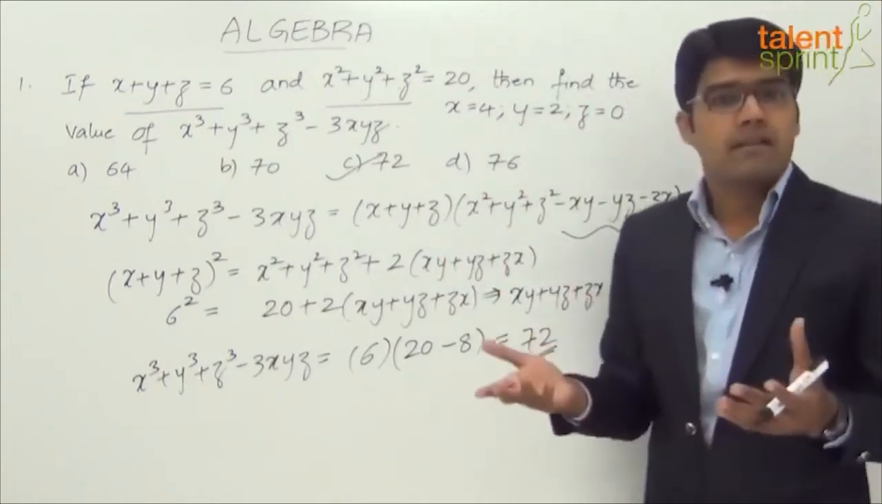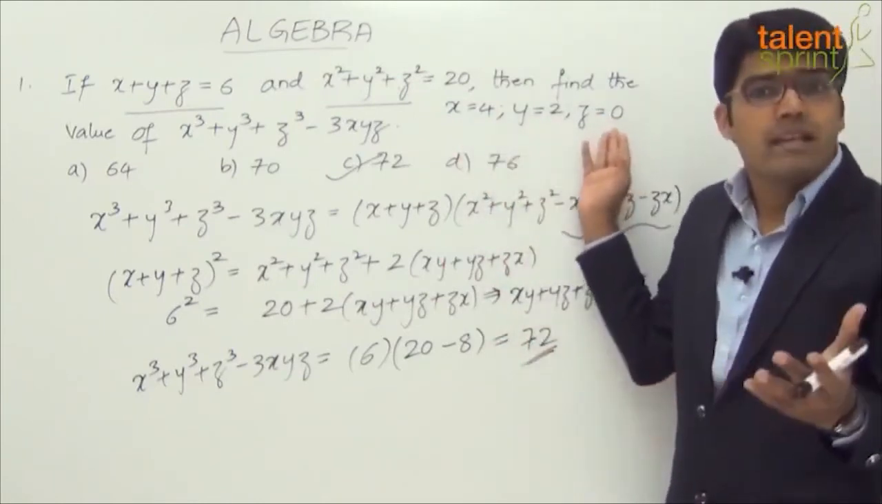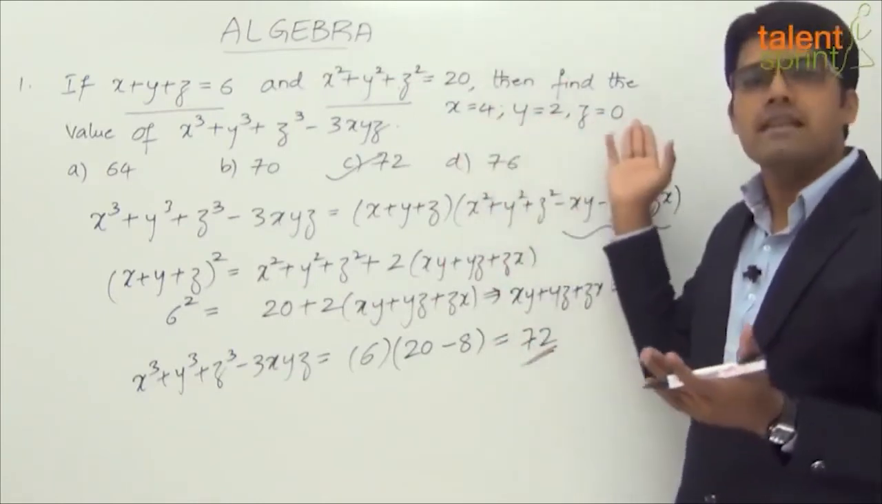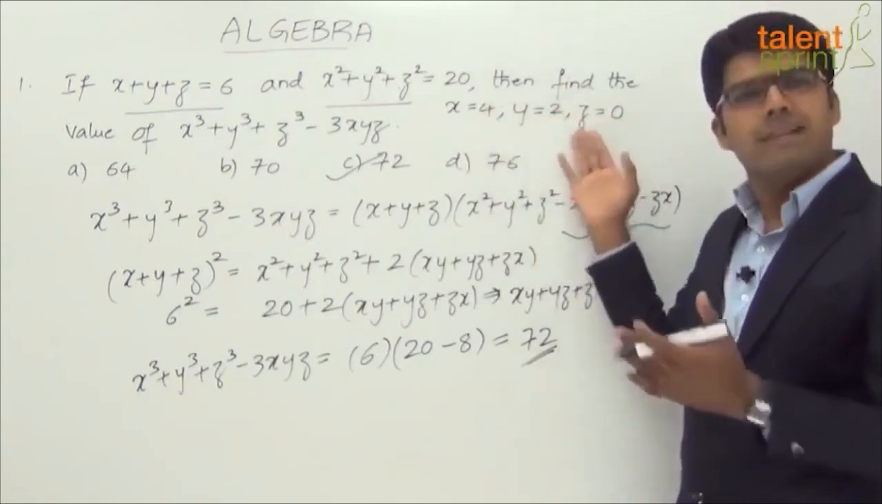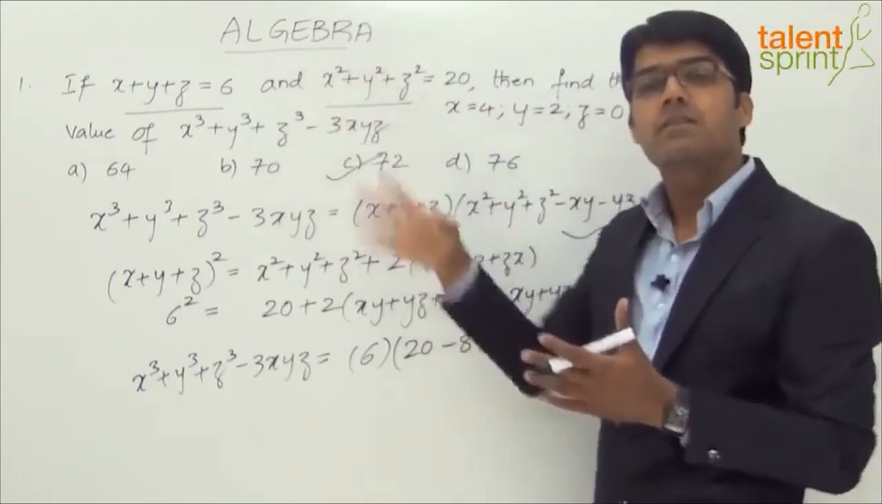And we may get different solutions. As I said, I am taking x as 4, y as 2 and z as 0. You may take x as 0, y as 2 and z as 4, or 0, 4 and 2, right? It can be in any order, right? It has to balance the two equations. It has to satisfy the given two equations.